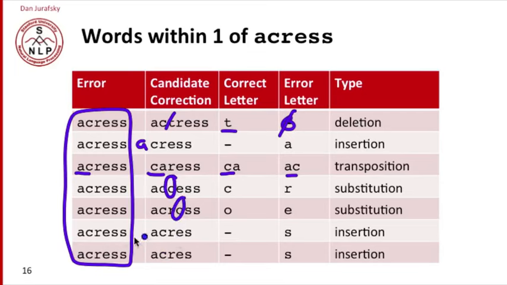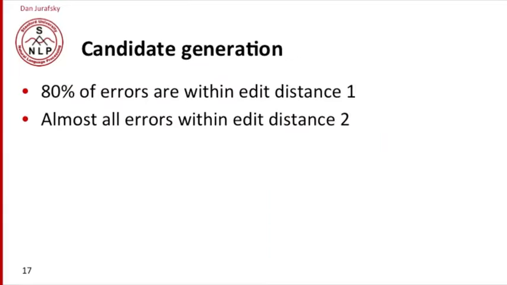Or an S could have been inserted to turn acres into acress, but the S could have been inserted either here or here. So there's two different ways where this source word could have turned into this error form. So we'll put 2 rows down for both of these possible insertion positions. So I've just shown you candidates that are within edit distance of 1. It turns out that 80% of spelling errors are within edit distance of 1. And almost all errors are within edit distance of 2. So most algorithms either consider just edit distance 1 or edit distance 2 possible candidates.